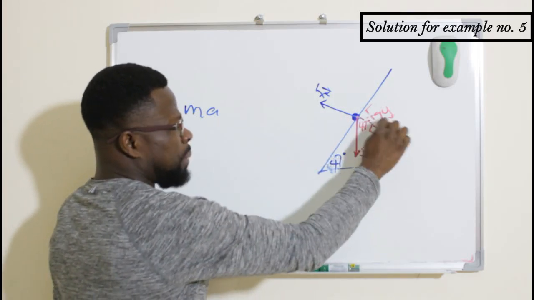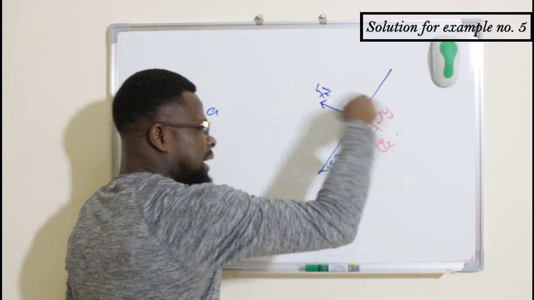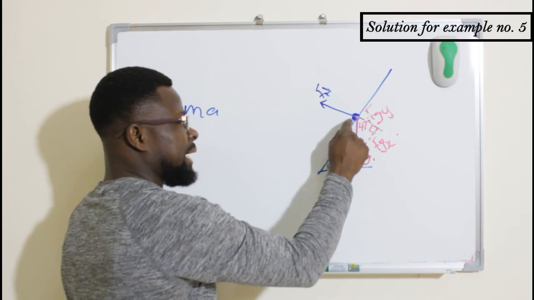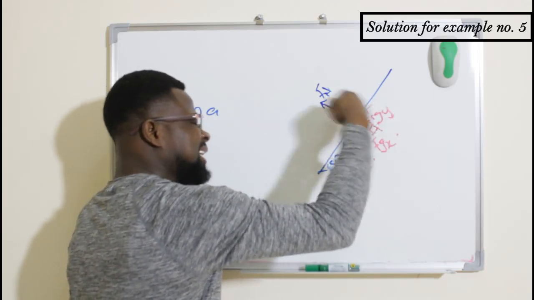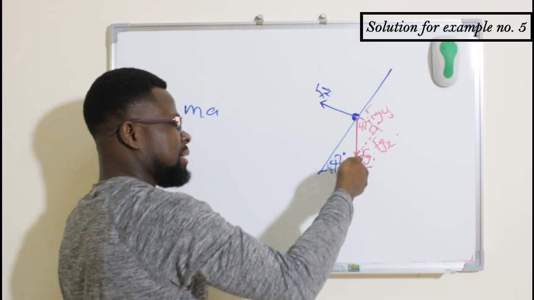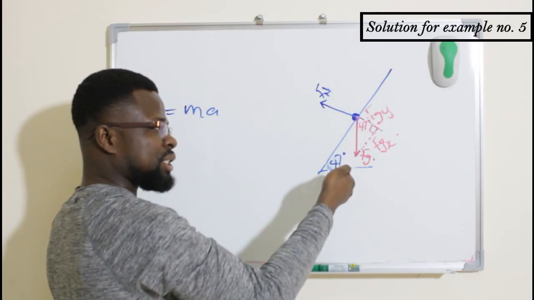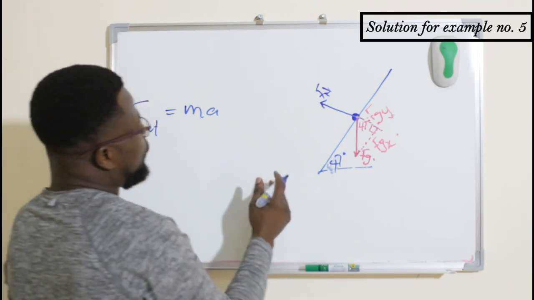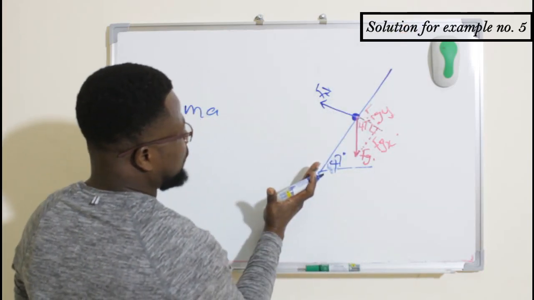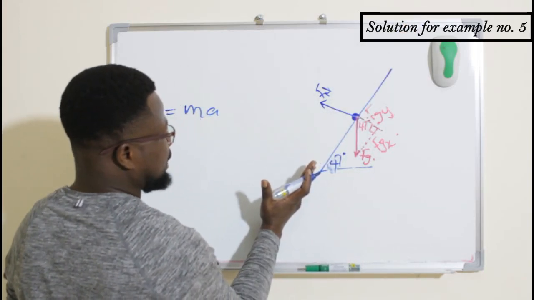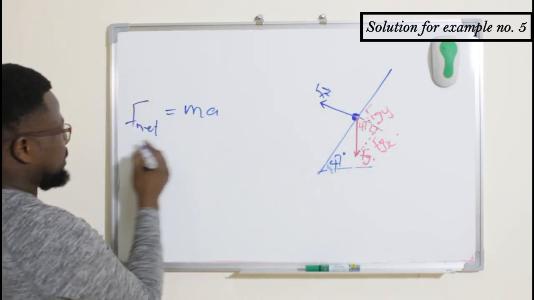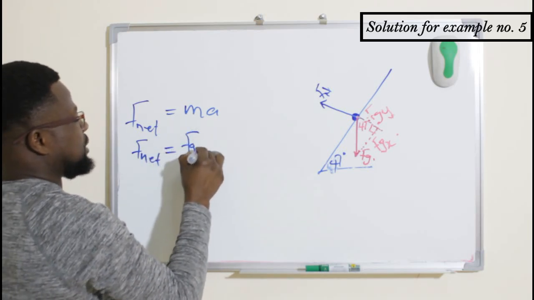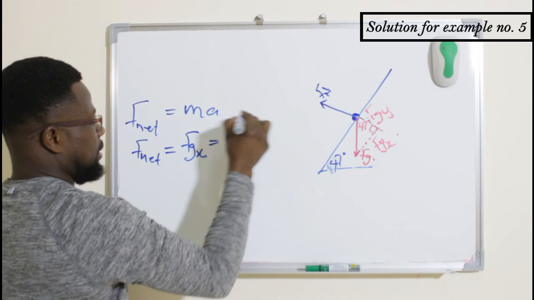This part of the weight acts in this direction, which means we are expecting the object to move in this direction. So the force keeping it moving in this direction is the F_gx. The only force in the direction of motion of the object is the F_gx, which means that my F net is simply equal to F_gx, equal to ma.